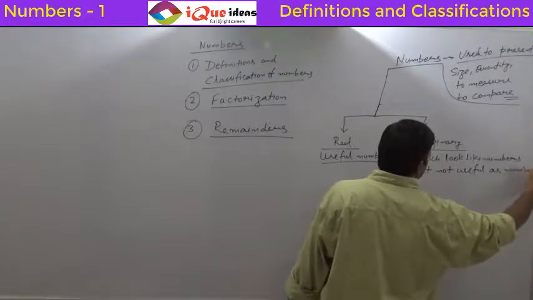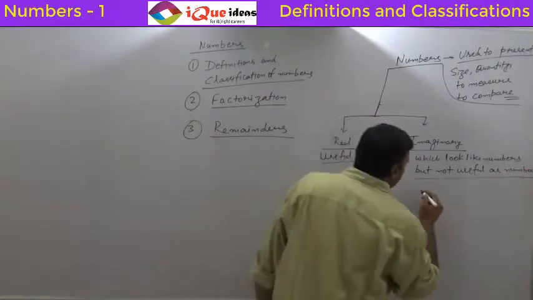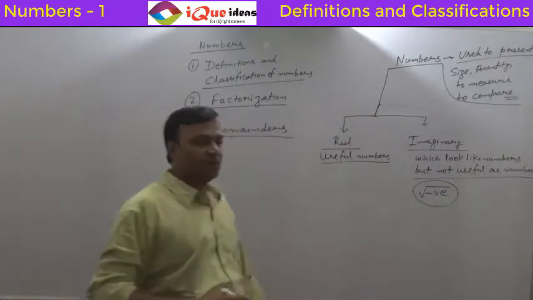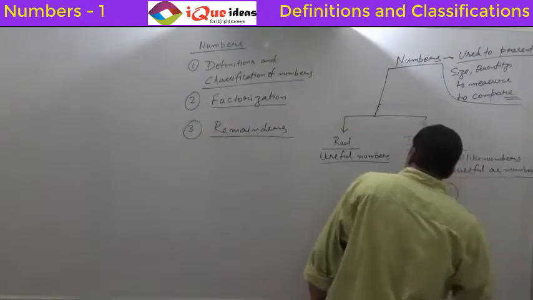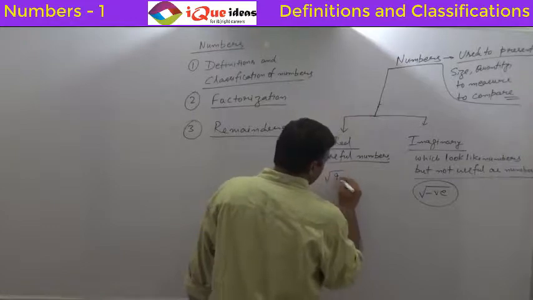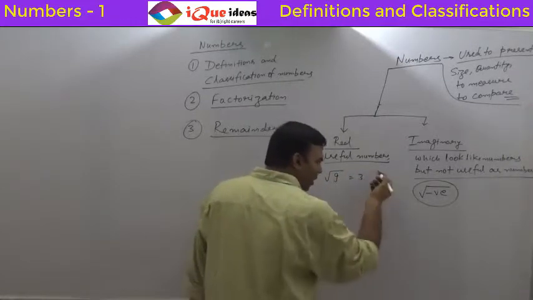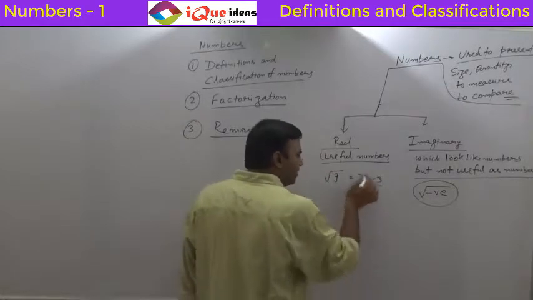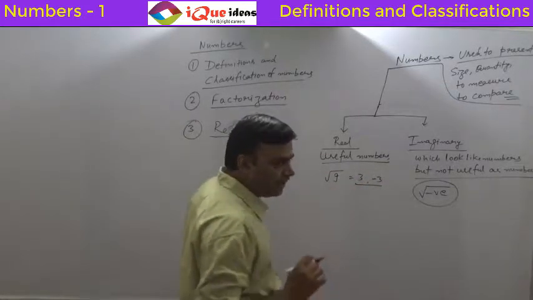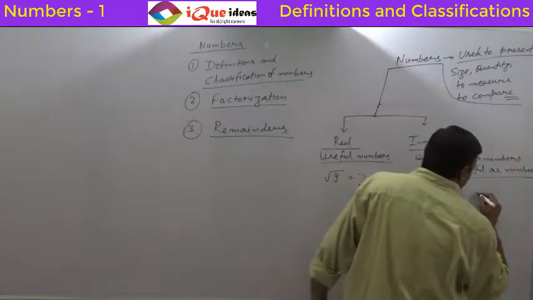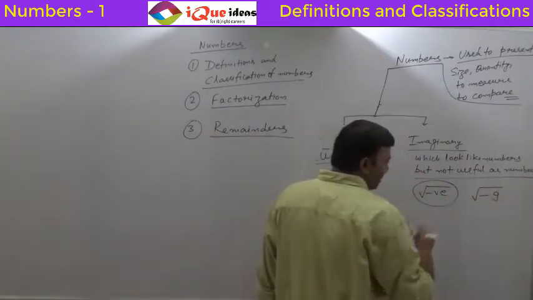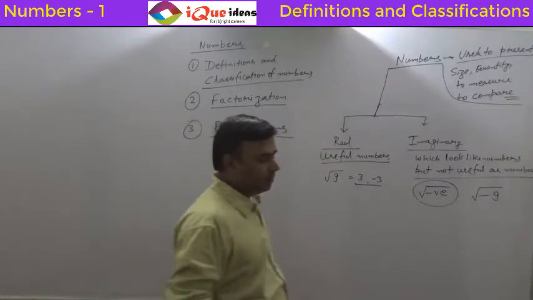As of now, you just need to understand any number which is square root of a negative number is called imaginary number. For example, we all know the square root of 9, that is equal to 3 or minus 3. We'll see later the significance of these two things. As of now, just say that square root of 9 is 3. What about square root of minus 9? If it is square root of minus 9, you cannot find the square root of minus 9. What will you have to do?